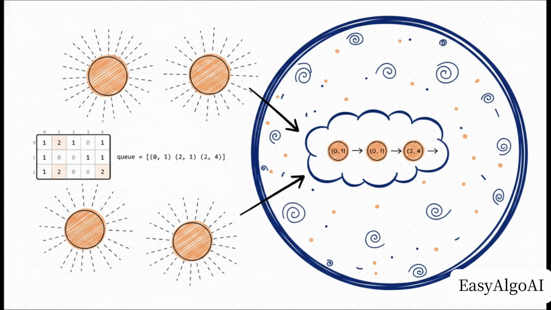Now, if we just start a standard BFS from the very first 2 we find, the timing of our simulation is going to be completely wrong, right? Because in reality, the infection is spreading from all 3 of those locations at the exact same time. So the fix? We load all 3 of these coordinates into our queue right from the jump.